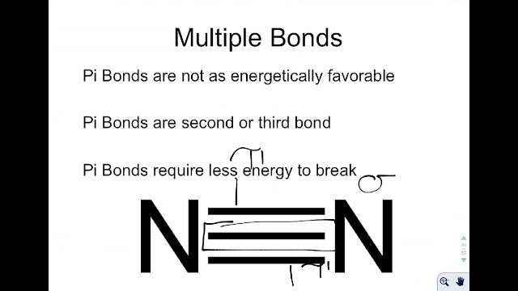Okay, now pi bonds require a lot less energy to break because there's not as much overlap between them. But they still do require some energy. So when you're trying to break this thing, if you break one bond, you're breaking the pi bond first. Then you're breaking the second pi bond, and then you're breaking the sigma bond.